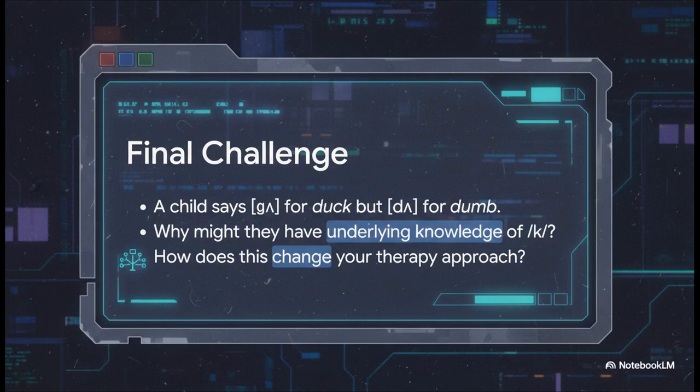A child says guck for duck, but dumb for dumb. This pattern actually suggests the child knows something about the k sound in duck because they produce a sound with the same placement, that g. But they can't seem to produce that k sound at the end of a word. So why might that be happening? And, more importantly, if you believe they have this hidden knowledge, how does that completely change how you would approach therapy? That right there, that's the bridge from just knowing the theories to being a great clinician. Think it over and good luck on your midterms.